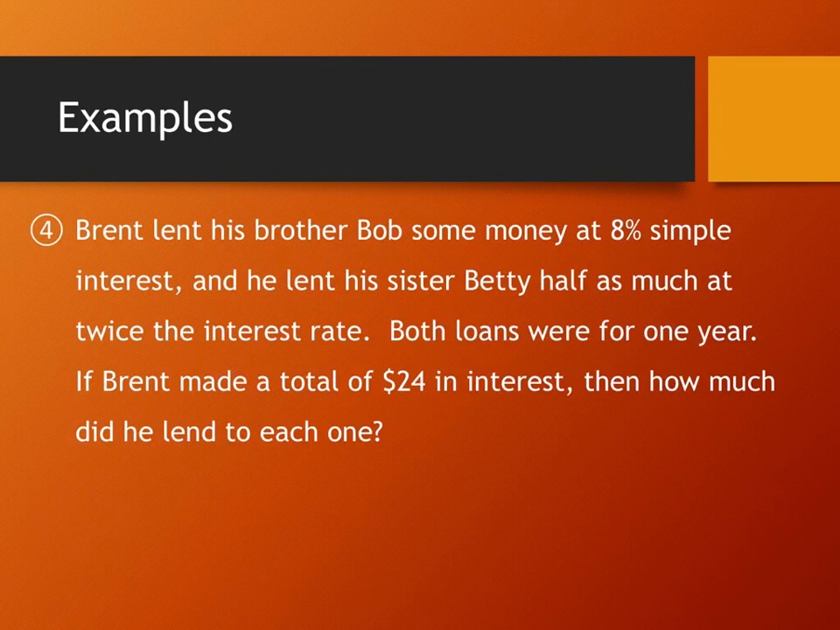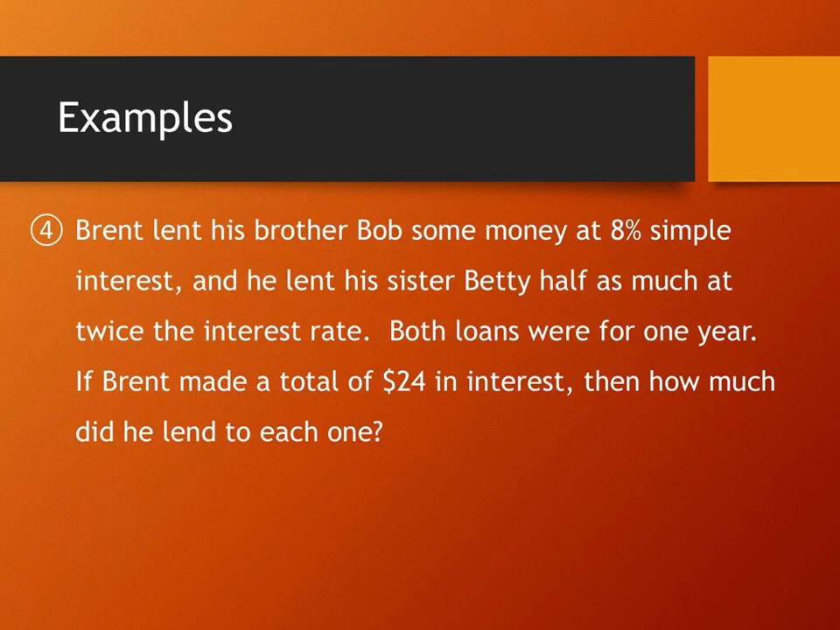So Brent lent his brother Bob some money at 8% simple interest. And he lent his sister Betty half as much at twice the interest rate. He's probably just going to lose all his money, okay? But assuming that he doesn't, it says both loans were for 1 year. And he's supposed to earn back $24 in interest. And the question is, how much did he lend to each person?